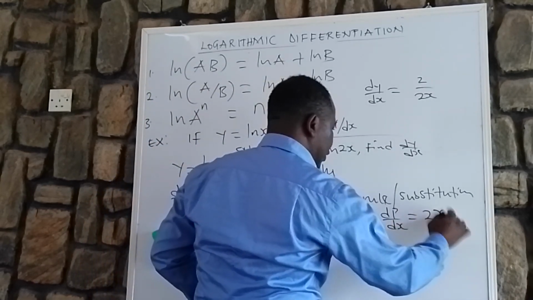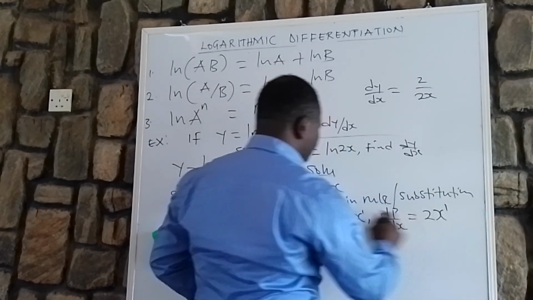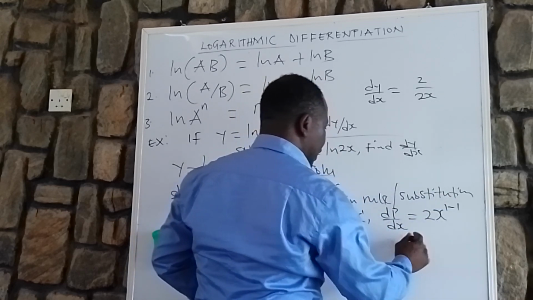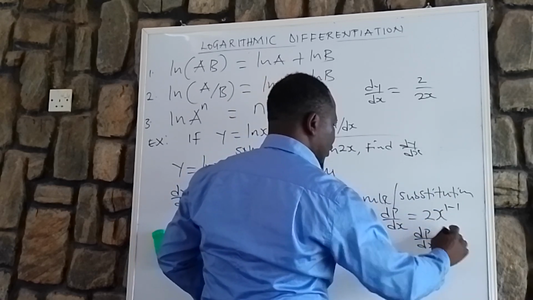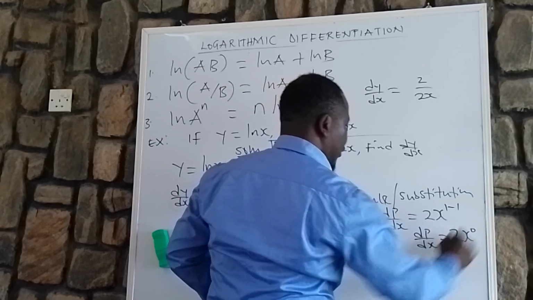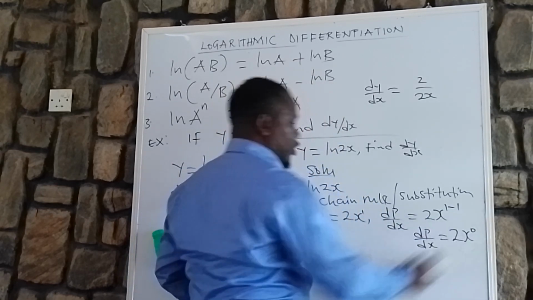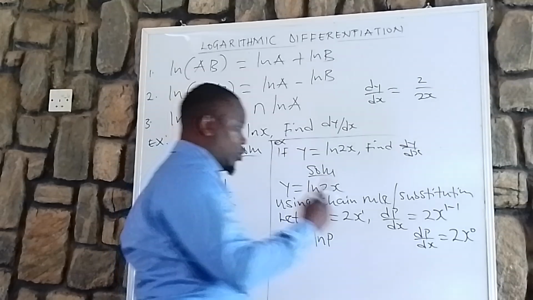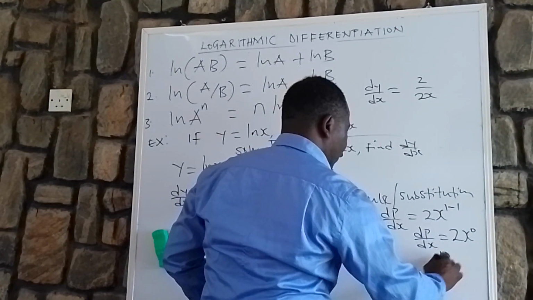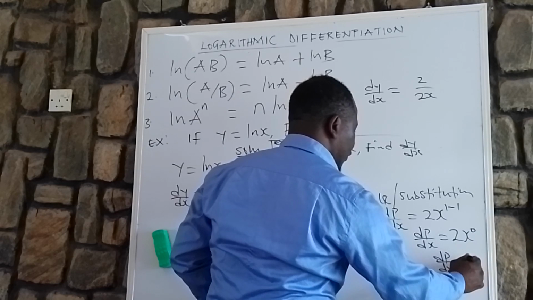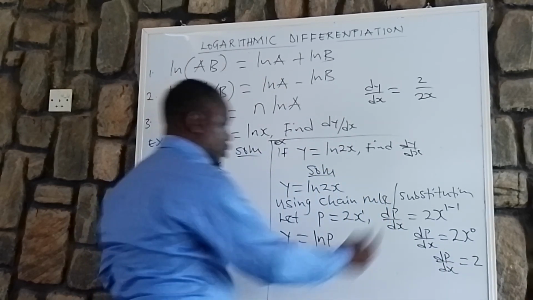So this is how it will look like: x raised to the power of 1 minus 1. Then our dp all over dx is going to give us 2x raised to the power 0. Note that anything raised to the power 0 is going to give you 1. Then 1 times 2 will give us dp all over dx equals 2. This is the reason why we obtain 2.